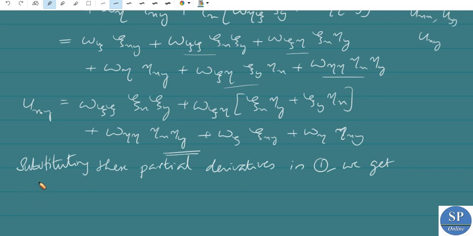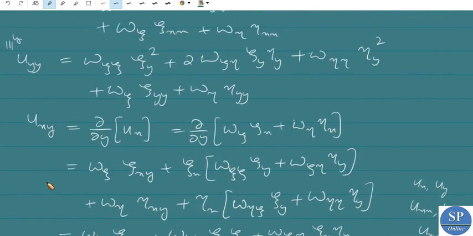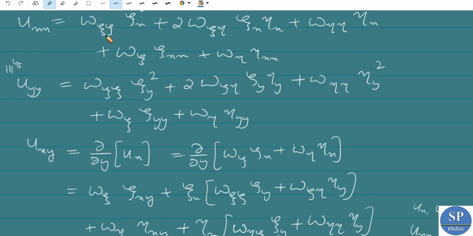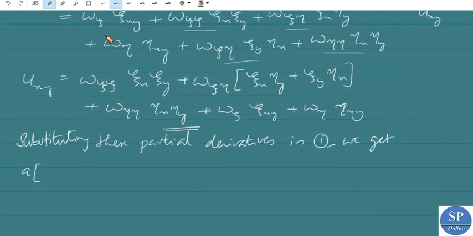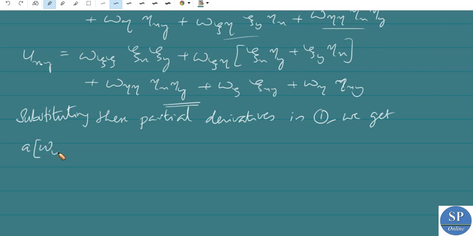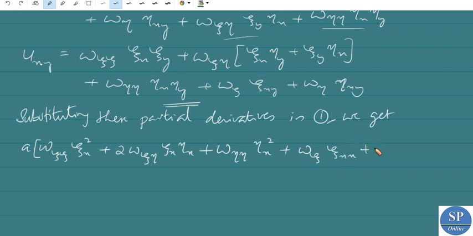that is a into uxx. So replacing uxx here, this is w zeta zeta into zeta x squared plus 2 into w zeta eta into zeta x eta x, etc. So replacing that, we get a into w zeta zeta into zeta x whole square plus 2 into w zeta eta zeta x eta x plus w eta eta into eta x whole square plus w zeta into zeta xx plus w eta into eta xx. So this was our uxx, plus 2b into uxy.